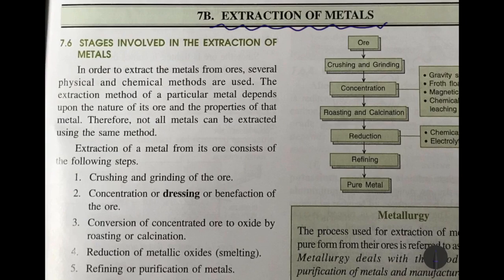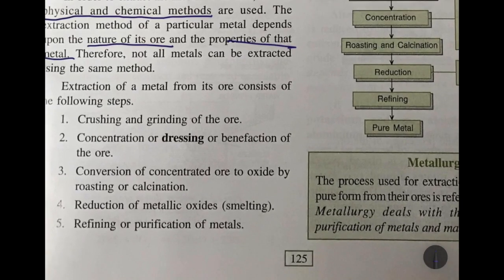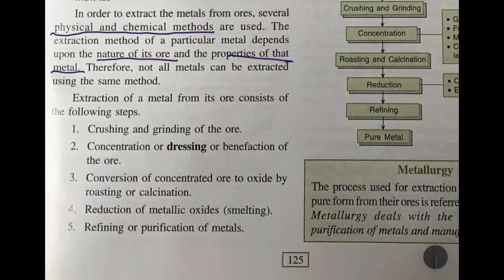So there are various physical as well as chemical methods used to extract the metals from the ores. Okay, the compound in which the metal is found is known as the ore. So the extraction of a particular metal depends on the nature of its ore and the properties of that certain metal. So all metals cannot be extracted using the same method. So extraction of the metals from its ore consists of the following steps, which we will be discussing in detail.